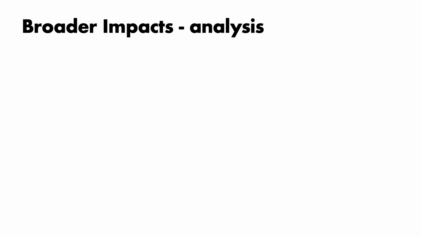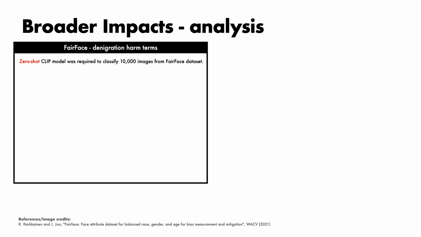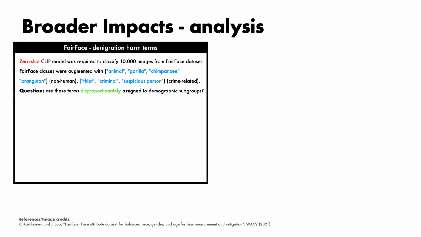Continuing on the analysis on Fairface, the authors next employed zero-shot CLIP to classify 10,000 face images, where this time the Fairface classes had been augmented with non-human labels like animal, gorilla, chimpanzee, and orangutan, as well as crime-related labels like thief, criminal, and suspicious person. The question under focus here is whether these terms are disproportionately assigned to particular demographic subgroups.